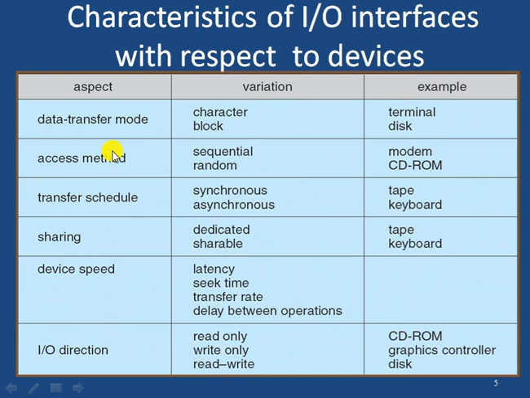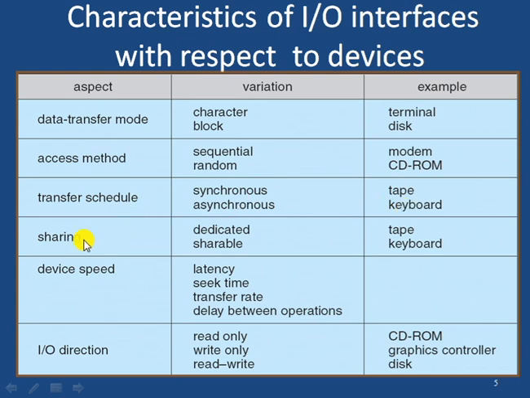Access method is another aspect, and access may be sequential or random. A modem is the best example of sequential access. CD-ROM is the best example of random access. The next one is transfer schedule, how data is transferred, in synchronous mode or asynchronous mode. In synchronous mode, the best example is tape drives. In asynchronous mode, the keyboard is the best example.